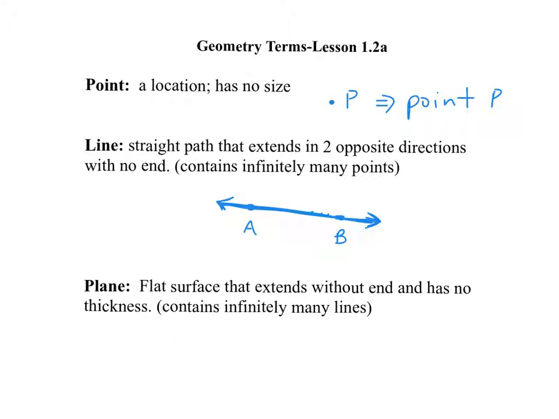We would call this line AB. So you just take the A and the B and put them together, and then you put a line over top. You're going to do the bar with an arrow on each side, and that is said line AB. Okay.